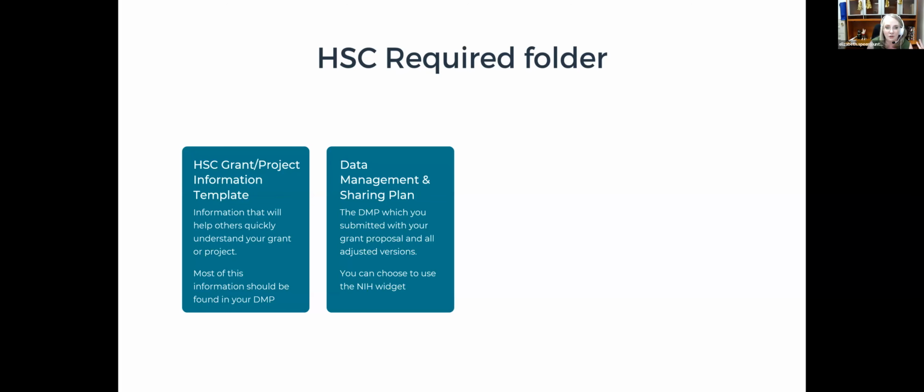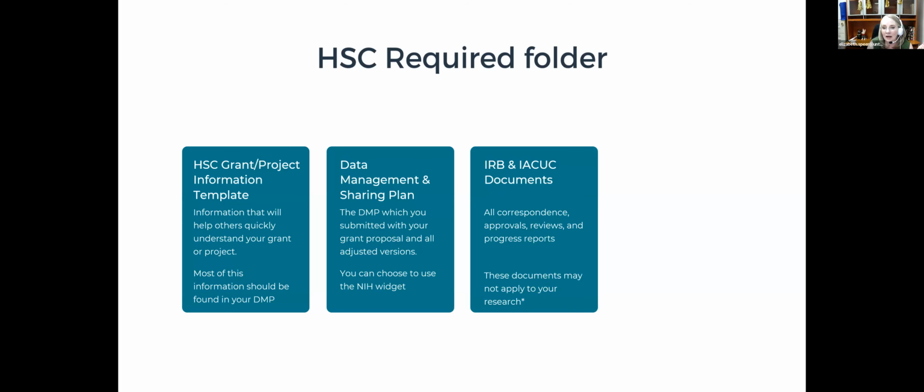You're going to upload a copy of your data management sharing plan. You can use the form that you submitted with your grant proposal and all adjusted versions. So if midway through your research you have to make an adjustment to your DMP and that document changes slightly, then you need to upload that version into Lab Archives as well. But you can also choose to use the NIH DMP widget that is within here. Also upload any IRB or IACUC documents, which includes all correspondence, approvals, reviews, and progress reports.